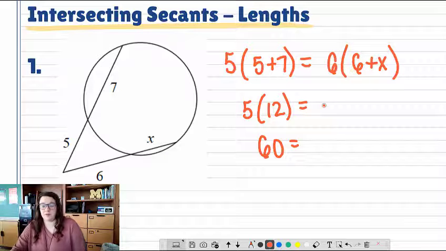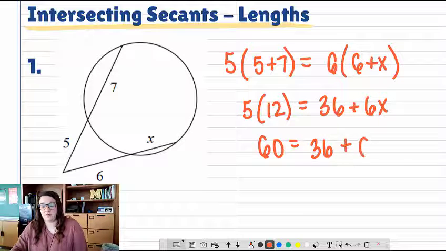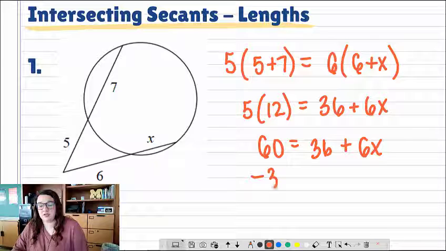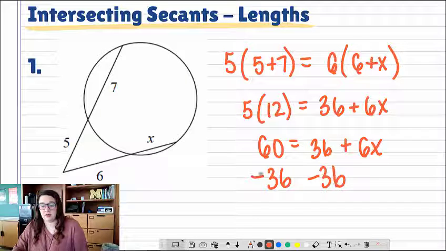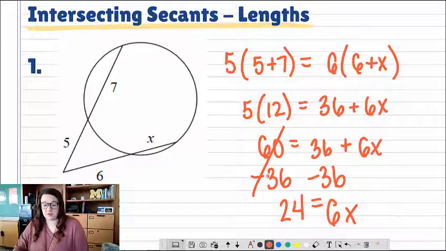And over here I could distribute. I'd have 36 plus 6x. And I'm going to drop that down. 60 minus 36 is 24. 24 equals 6x. So we've got x equals 4.